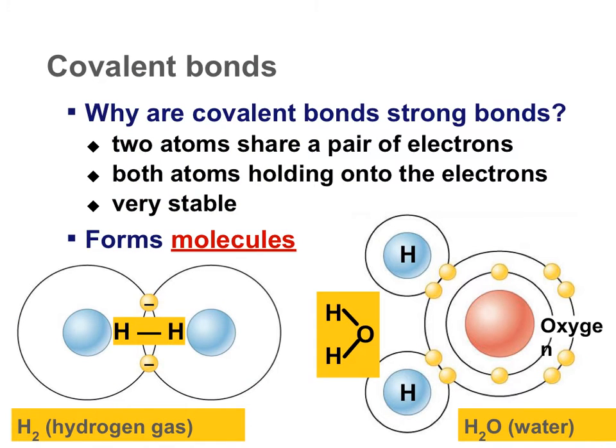So the first type of bond to talk about is the covalent bond. Covalent bonds, co meaning together. Covalent bonds are where electrons are shared between two different atoms. They can be atoms of the same type, or they can be atoms of different types. But they're very stable. Both atoms are holding on to the electrons and counting them as their own. So we've got hydrogen gas here.